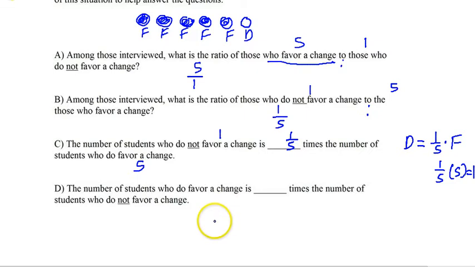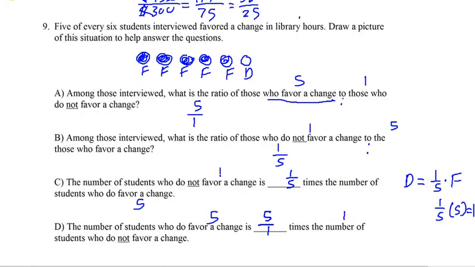So let's watch. I kind of rewrote it a different way here. The number of students who do favor a change is blank times the number of students who do not favor a change. So the number of students who do favor a change, how many are there? How many students favor a change? 5. All right. Is blank times the number of students who do not favor a change, 1. So what is the ratio of students who do favor a change to those who do not favor a change? It's a 5 to 1, which means the number of students who do favor a change is 5 times the number of students who do not favor a change. Isn't that kind of clean?